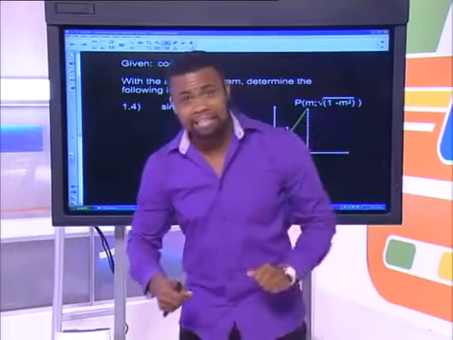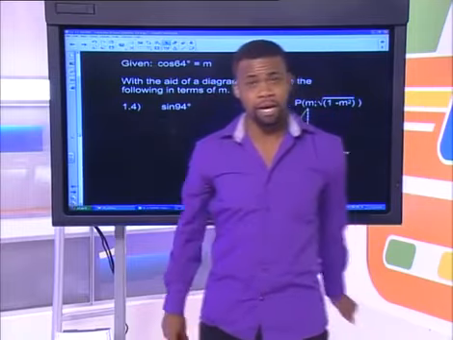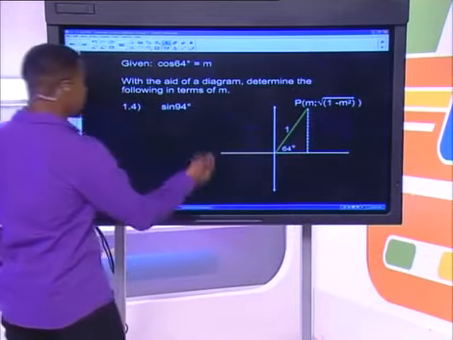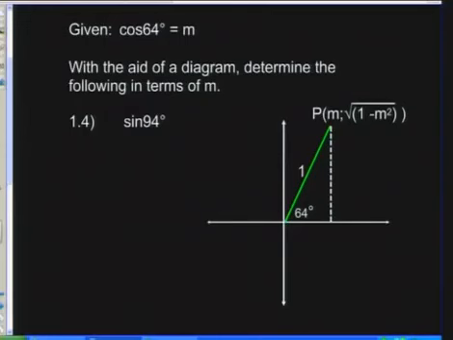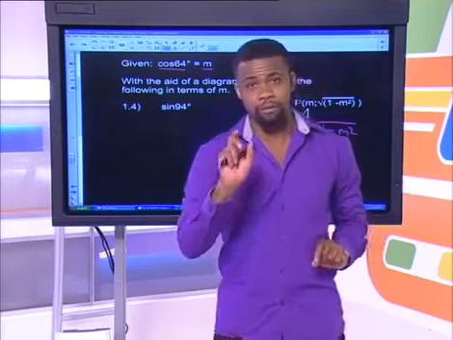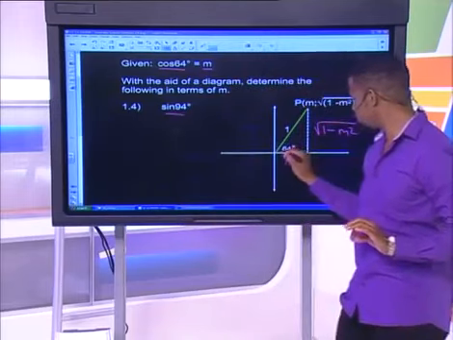I'm back again. I have 1.3, same problem, guys. We have cos 64 equals m. The same diagram we can use. This was the square root of 1 minus m squared, and this is m. So the question is, determine sine 94 in terms of m. Remember, I can use the diagram provided that this angle is the same as that angle.